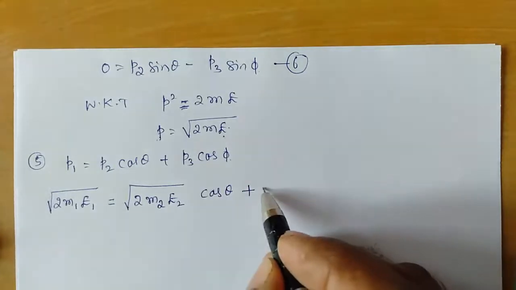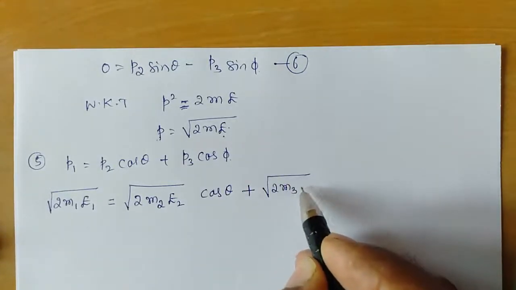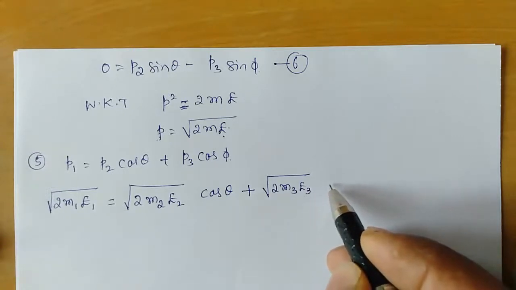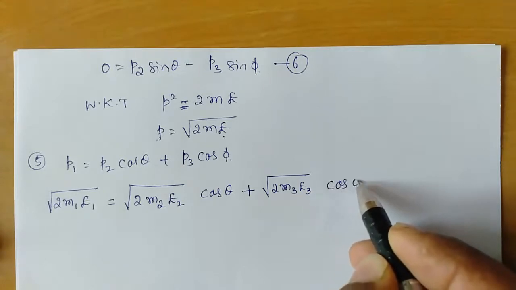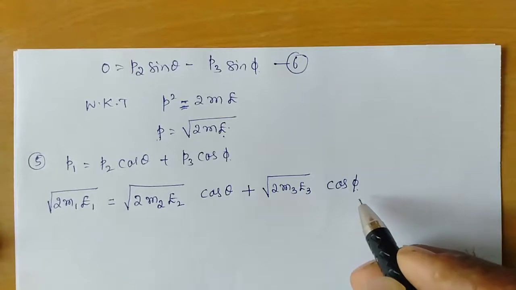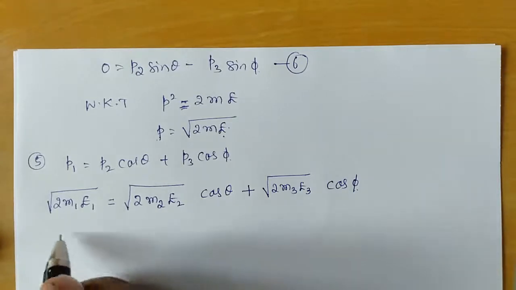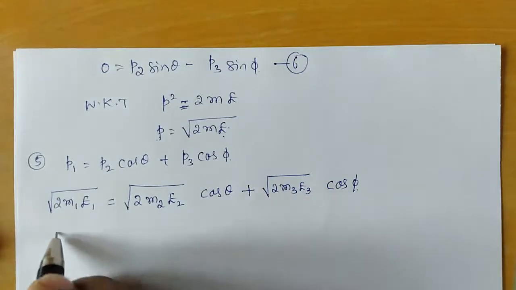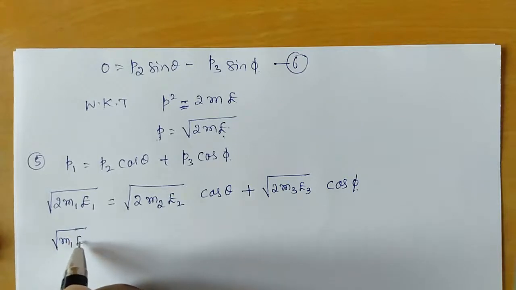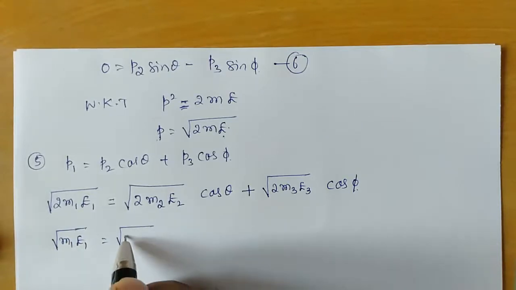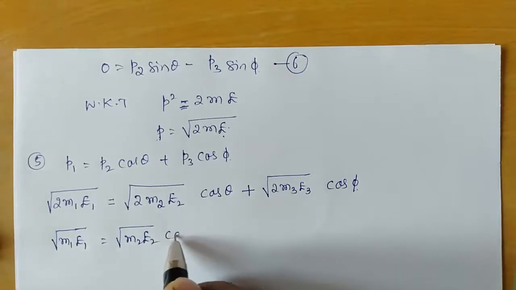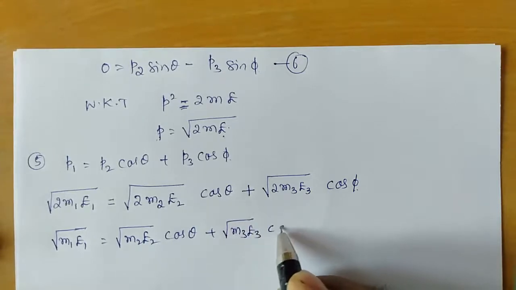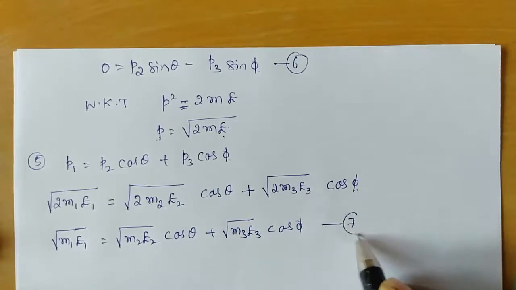So similarly we have P3. It can be written as the square root of 2 m3 E3, where m3 is the mass of the residual nucleus and E3 is its kinetic energy, and of course cos phi is not to be included in the square root. If I simplify this, the square root of 2 is common throughout the equation. So I will rewrite this equation as root of m1 E1 is equal to the square root of m2 E2 times cos theta plus the square root of m3 E3 times cos phi. I'll take this as equation number 7.